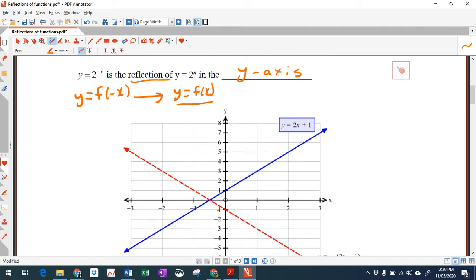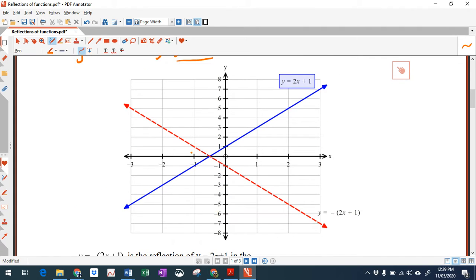Okay, let's move on. What about this one here? We can see here I've got a blue line and then I've got a red line which has got dashes for the line. How can I describe the red line as a reflection of the blue line? Well, hopefully you can see that the x-axis here is the mirror line. If I look at this point here, the mirror point is the same distance from the x-axis. If I look at this point here, the mirror point is the same distance from the x-axis. If I look at this point here, the mirror point here is the same distance from the x-axis.